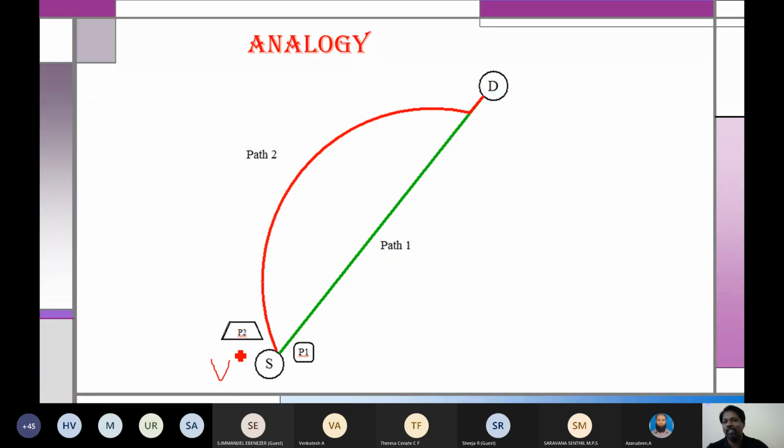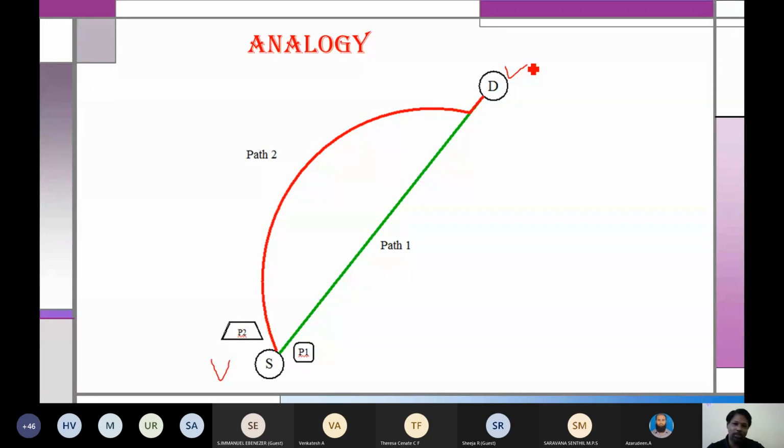Assume that this is a village in which a lot of people are living. It's very long back, and this is a destination where they are going to take water. At that time there was no mobile, no telephone, no communication device, no vehicles, nothing. They need to walk and take water. From this diagram, you can understand that two paths are there.